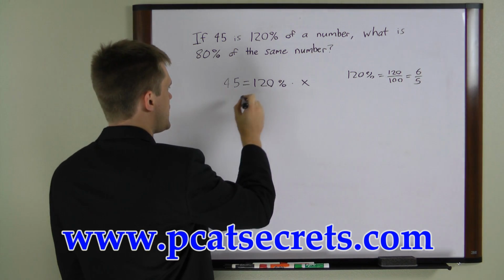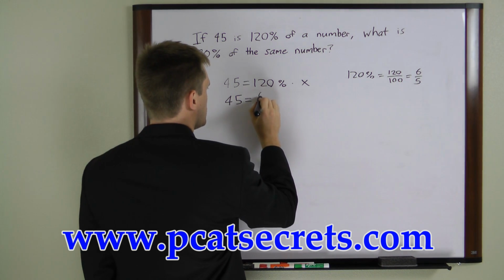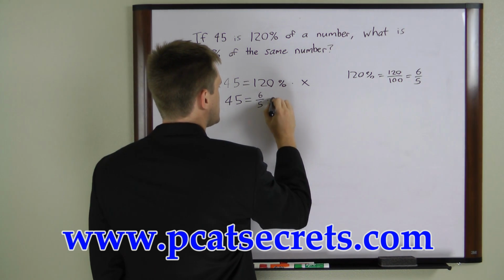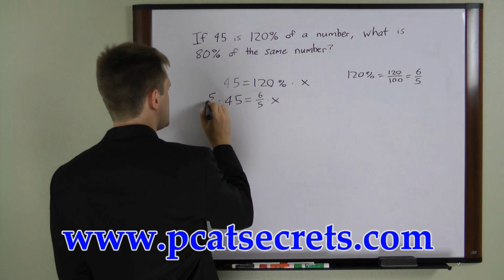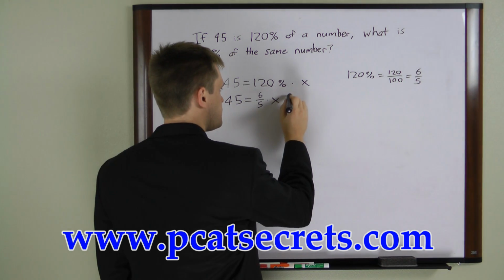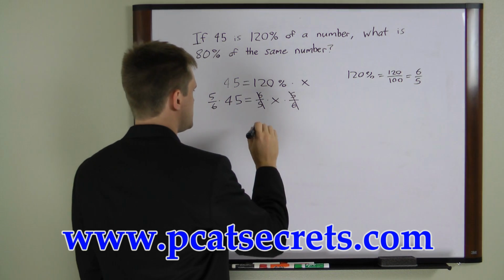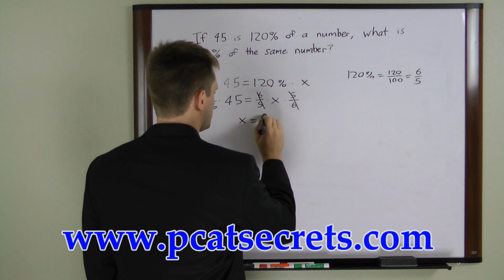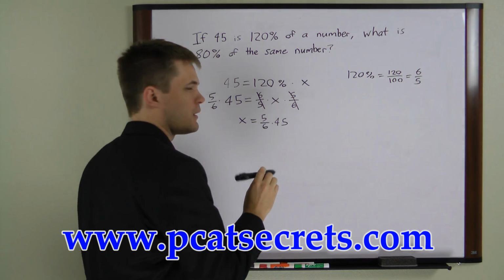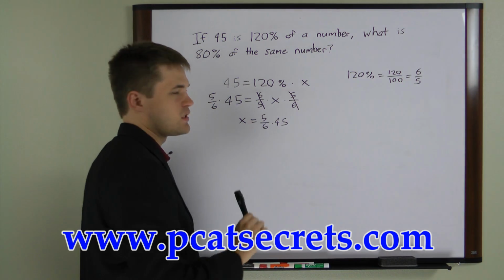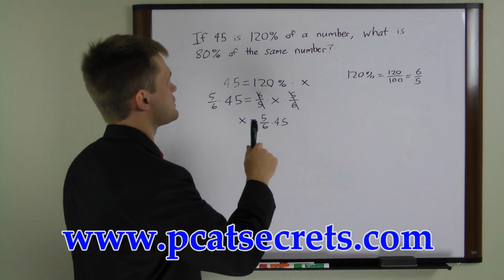Now let's substitute that into this equation, and what we get is 45 equals 6 over 5 times x. Now we can multiply both sides by 5 over 6, and that will cancel this to give us x equals 5 over 6 times 45. Now this is actually as far as we need to go with this equation, because now we're going to plug the x into the next equation.